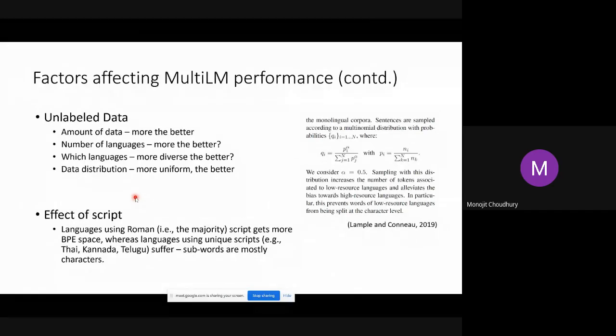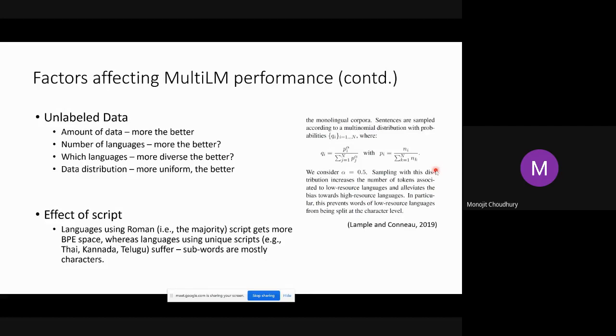given that people have done what is called subsampling, oversampling and undersampling. So this is the formula using which they do it. The formula is not important, but essentially the point is, if you have low resource languages, you oversample them, and high resource languages you undersample them. Otherwise, all these problems become very, very bad, and zero shot and all this doesn't work.